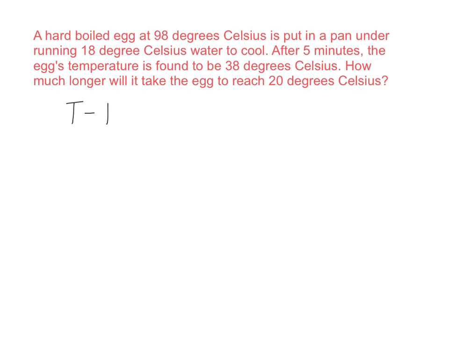So T minus T sub S, the difference in the two temperatures, equals T sub 0 minus T sub S, and then we see the familiar e raised to the negative k times t. Notice this time k is negative, though. In the previous video, k was positive in the equation. Here it's negative, which indicates that it's cooling.